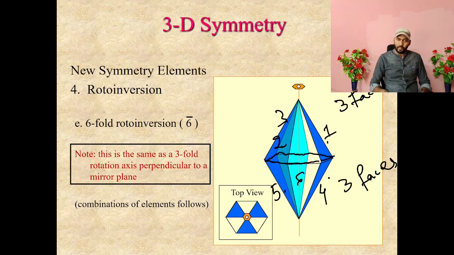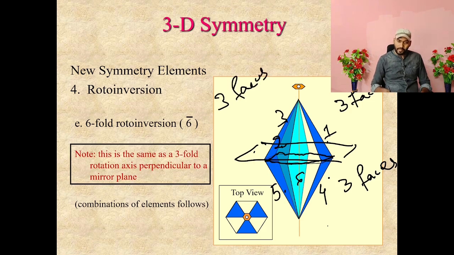perpendicular to the roto-inversion axis. We are having one mirror plane. One mirror plane is passing. Because the rotation axis is vertical, the mirror plane is horizontal. So now we have 3 faces above and 3 faces below, and in between there is a mirror plane. Perpendicular to the rotation axis there is a mirror plane.